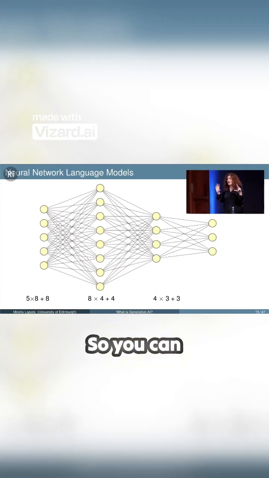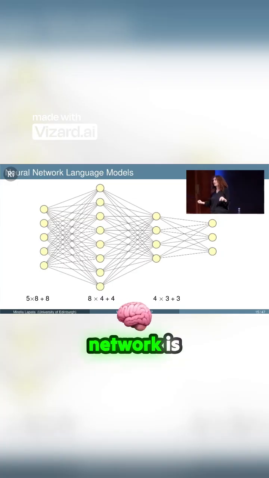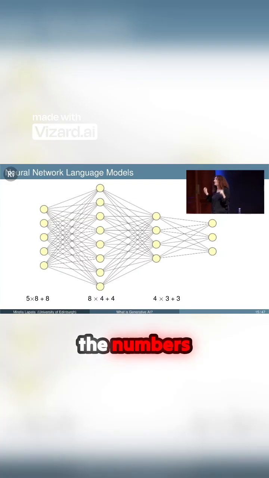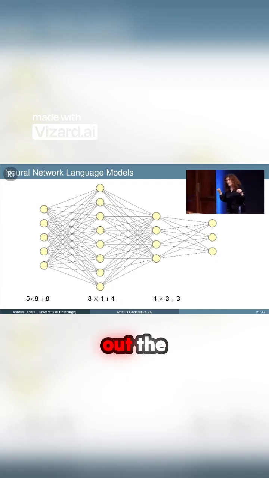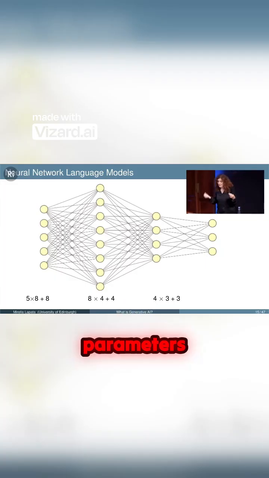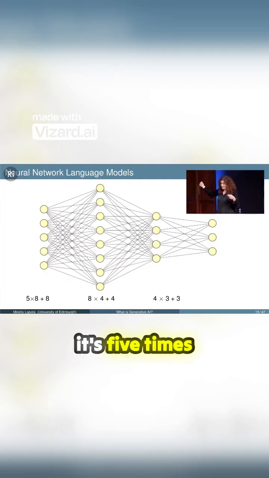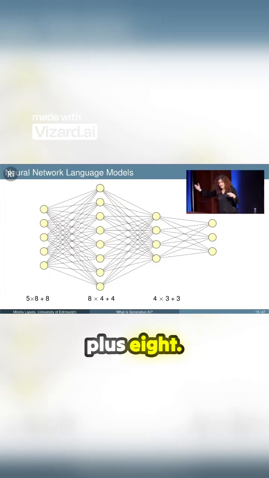So you can work out how big or how small this neural network is depending on the numbers of connections it has. So for this toy neural network we have here, I have worked out the number of weights, we call them also parameters, that this neural network has and that the model needs to learn. So the parameters are the number of units as input, in this case it's 5, times the units in the next layer, 8, plus 8.